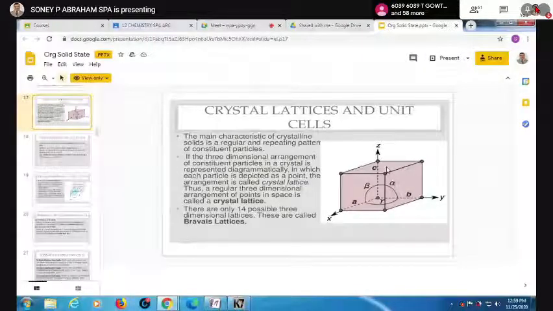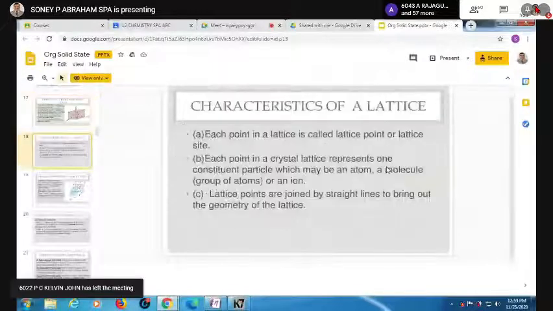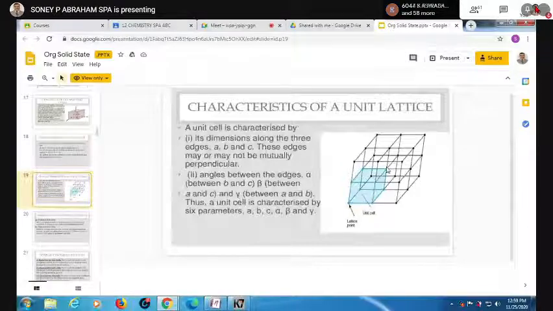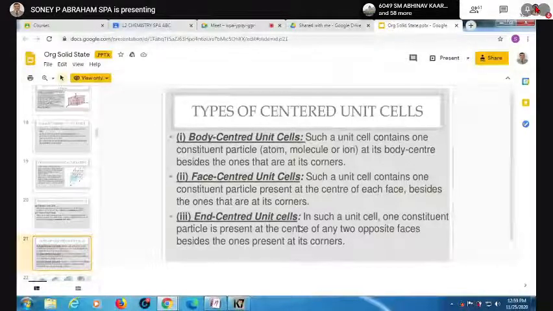And the last one is end-centered, where you have particles at the corners as well as at the center of any two opposite faces. Then we call it end-centered. So these are the three types of centered unit cell: body centered, face centered, and end centered.